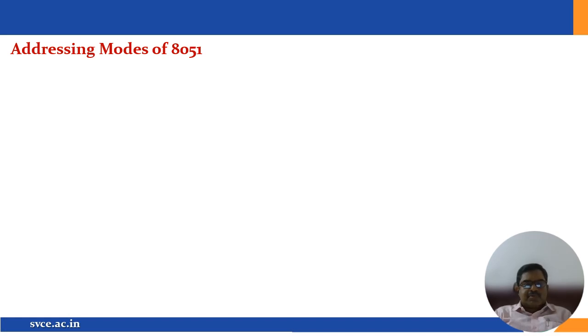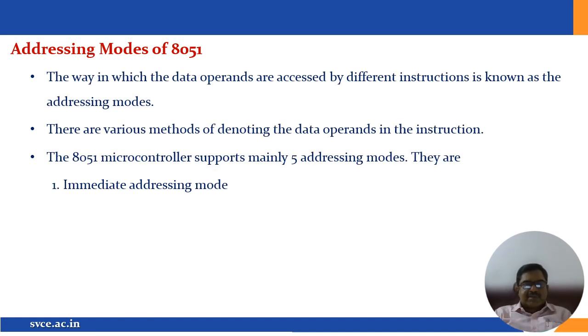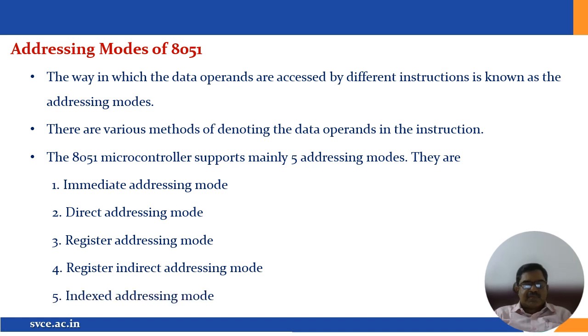So, addressing modes of 8051. The way in which data operands are accessed by different instructions is known as the addressing modes. These are various methods of denoting the data operands in the instruction. The 8051 microcontroller supports mainly five addressing modes: immediate, direct, register, register indirect, and indexed addressing mode, very much like the 8085 addressing modes.